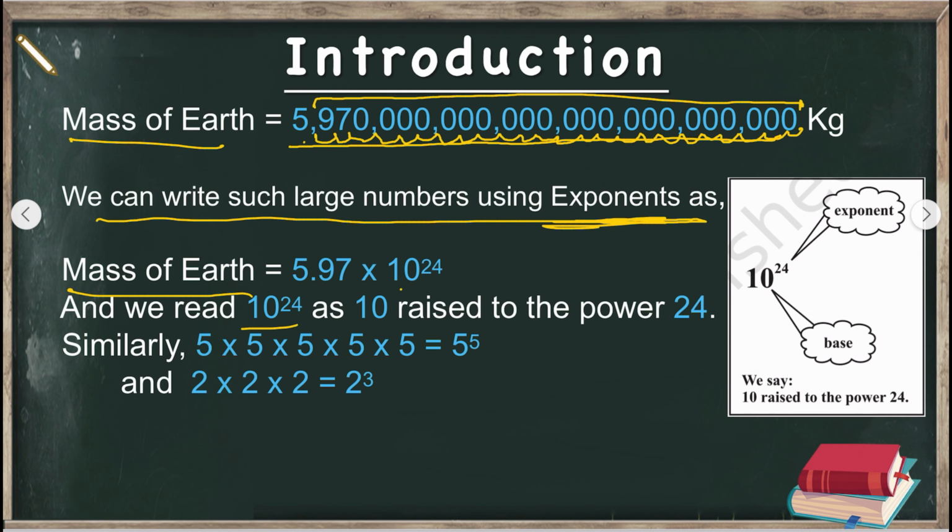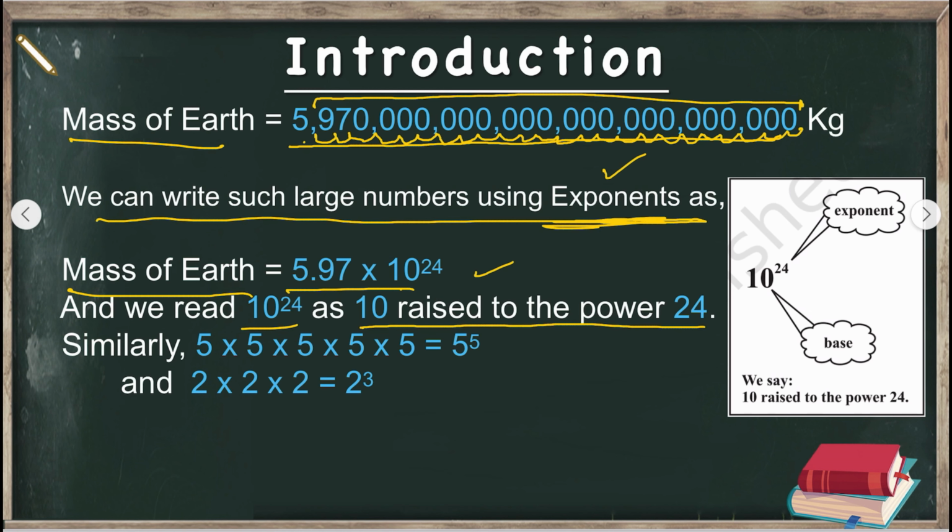We read this 10 power 24 as 10 raised to power 24. That means if someone asks you how much is the mass of Earth, you will tell them 5.97 into 10 raised to power 24. That's how we use exponents to write a large number.